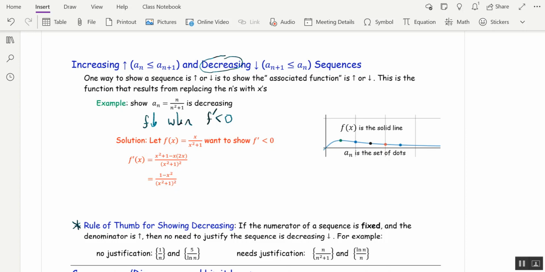So the way we get around that is we just create a function, replace the n's with x's, and then this is our function f of x. We can take the derivative of that.